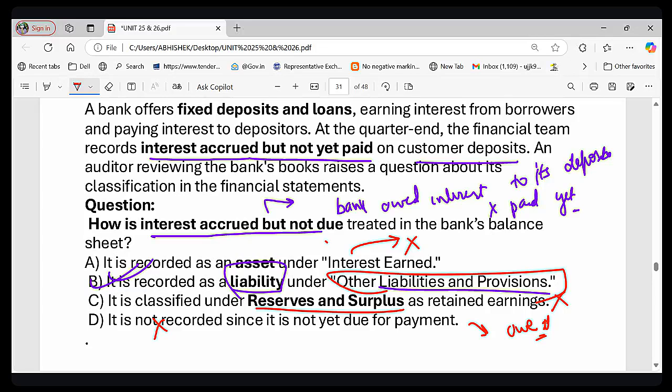So fantastic job to those who got it right. And if you did not get it right, don't worry. This is all part of the learning process, right? So the next time you review a bank financial statement, you will confidently know how to classify interest accrued but not yet paid. Keep participating, right? Your answers make the session fun and insightful. Now let's see the next question.